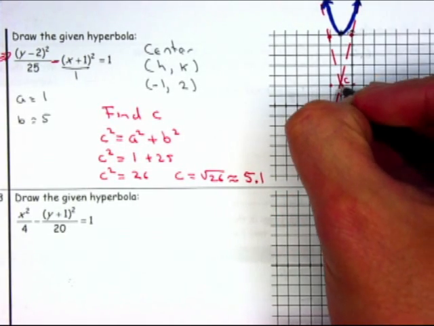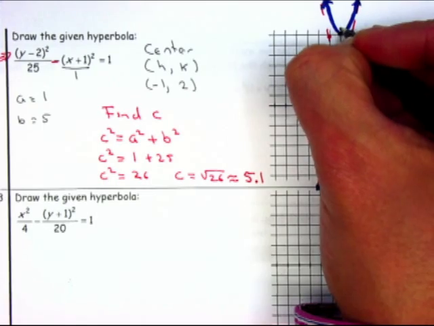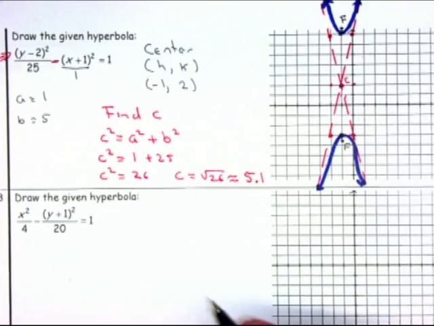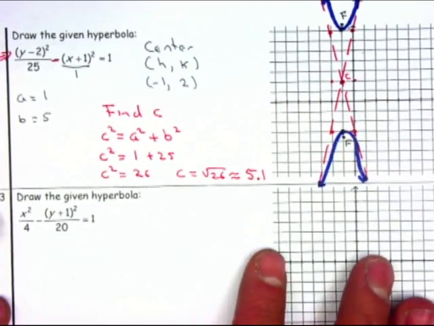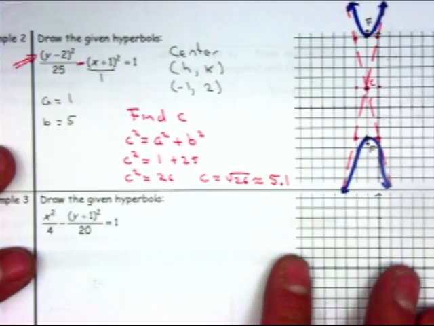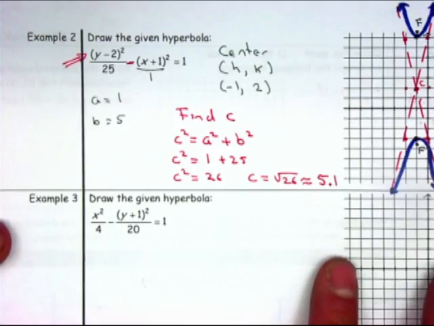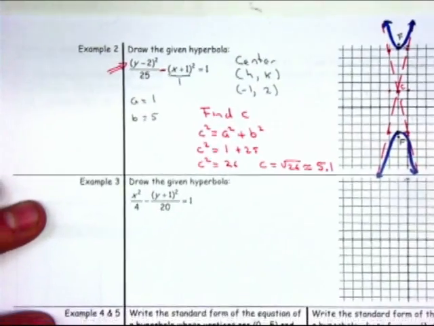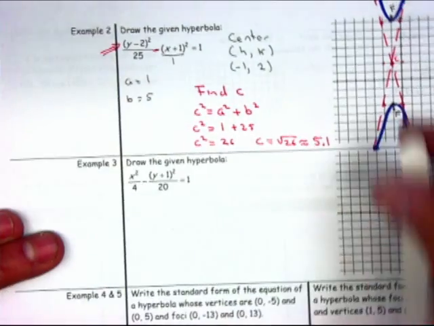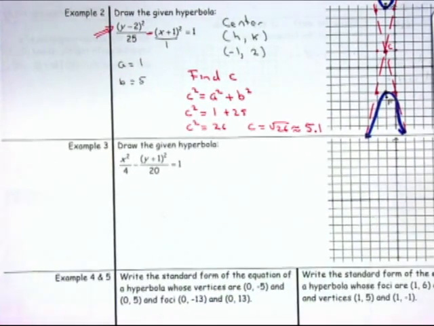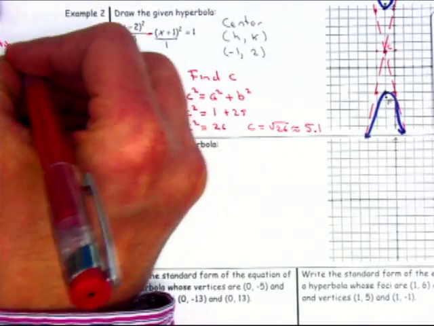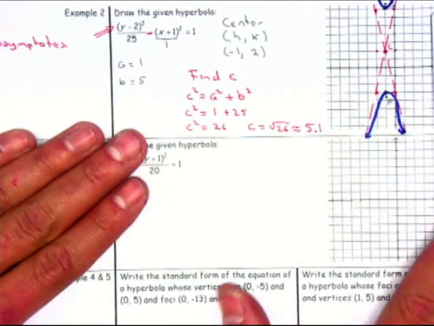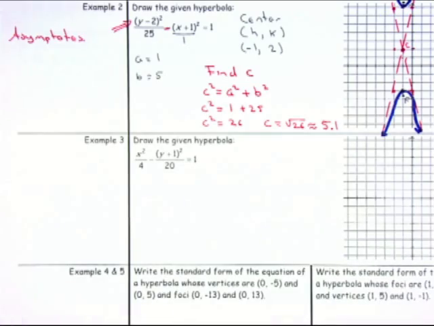The last thing that we need to do is find the equation of both asymptotes, and I'm going to do that on the left-hand side. Now, let me see if I can zoom out. I'm going to find the equation of the asymptotes. I'm going to go back to Algebra 1, and I'm going to use the point-slope form, which is y minus y1 is equal to m times x minus x1.